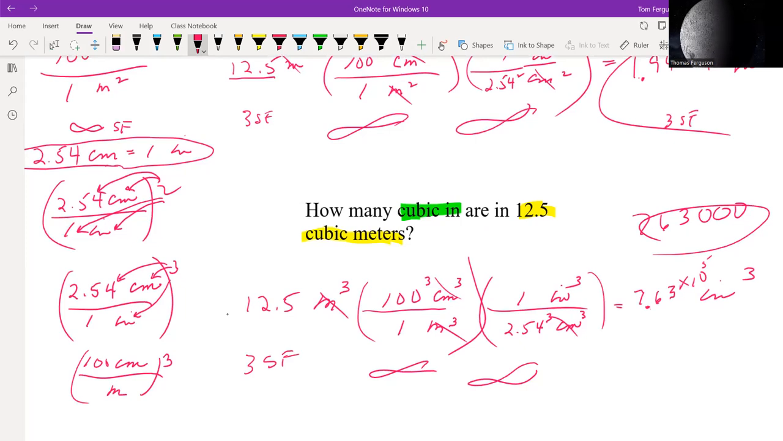Let me see your calculator. Okay, so you've got... Oh, all these are so different. All right, let me see.